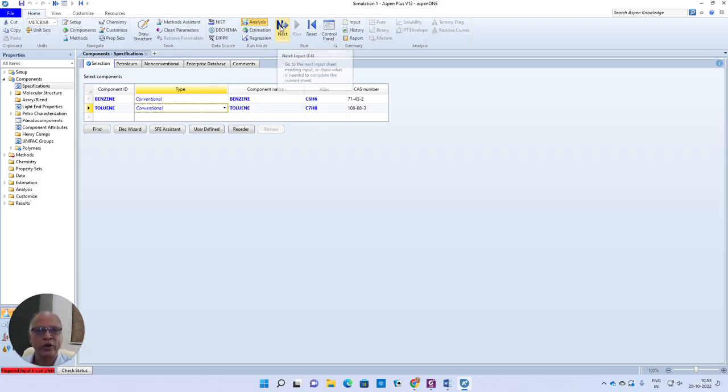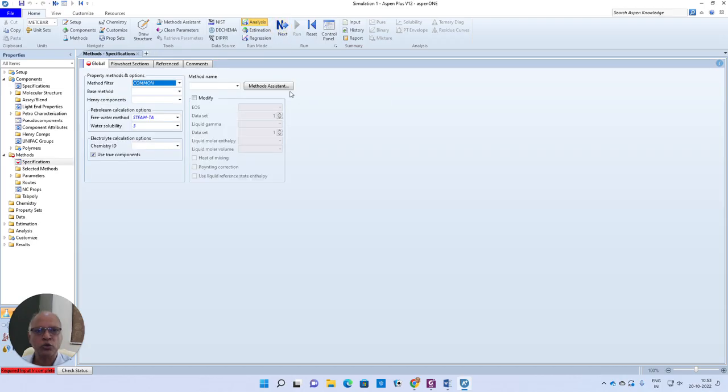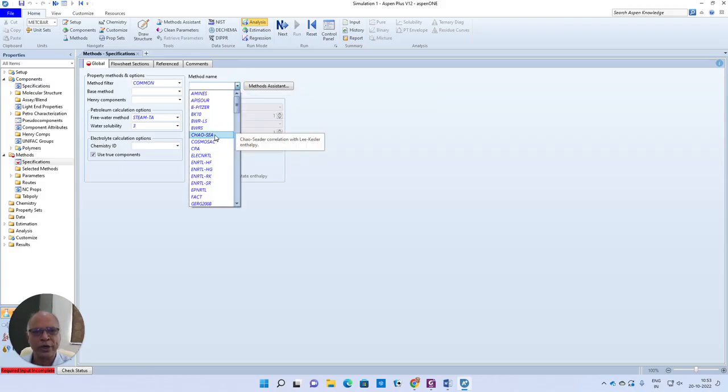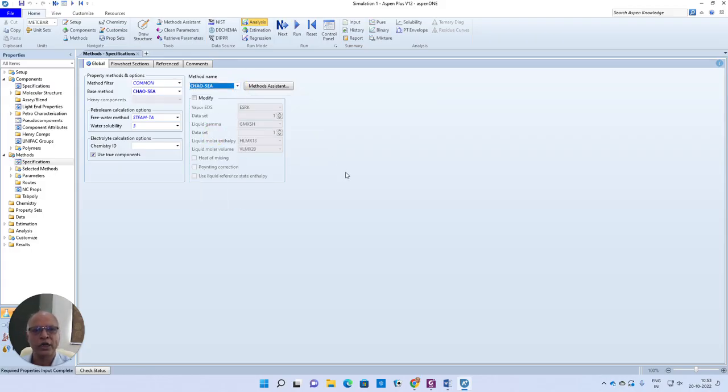So after completing this first step, the second step is to choose an appropriate property method. In fact, you can go through this methods assistant, which, by answering a few questions, will let you narrow down the choice of property methods to a few. You may be able to use one of them. Anyway, these are simple examples, so let me assume some property method, Chao-Seader. So this is the second step.